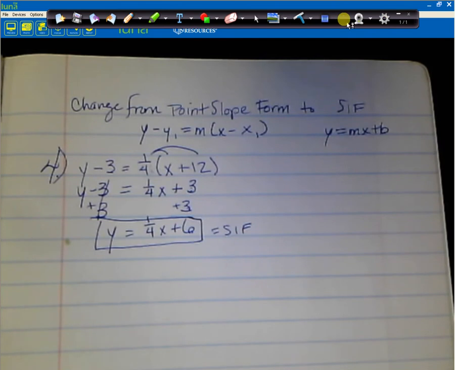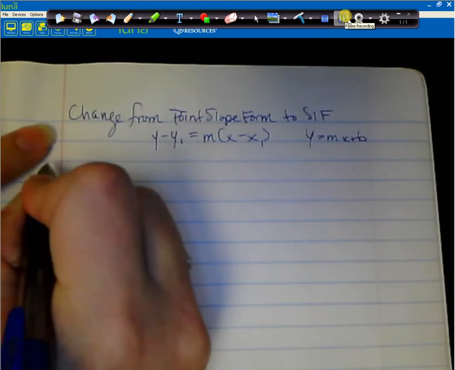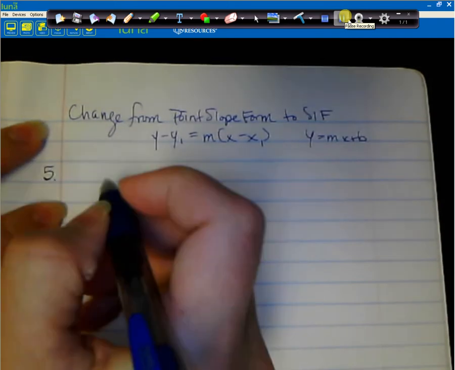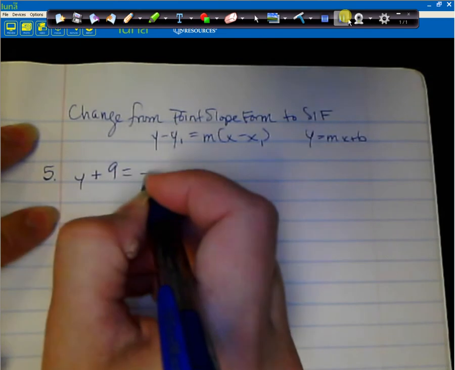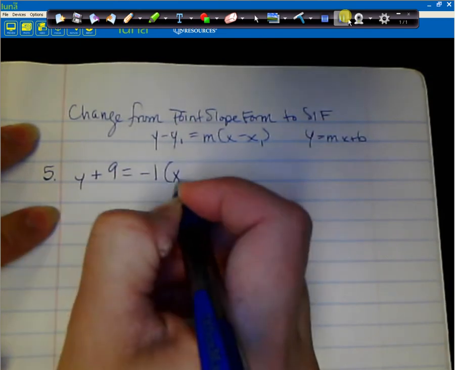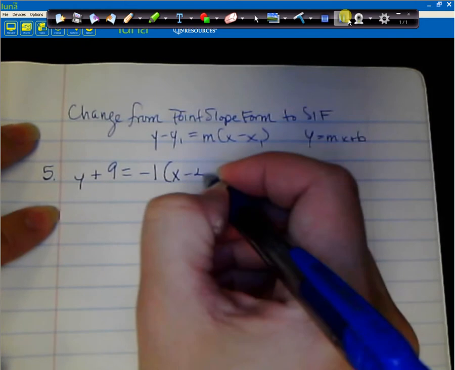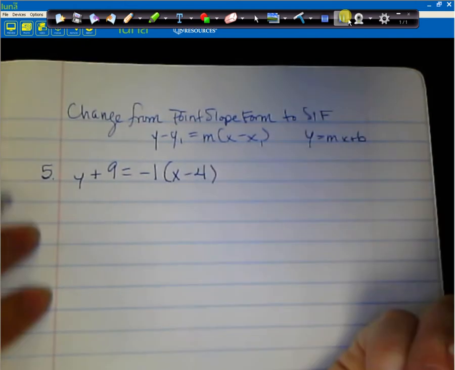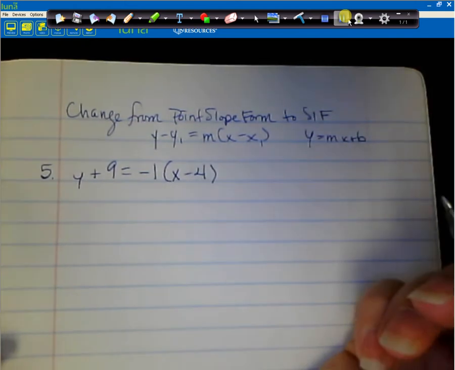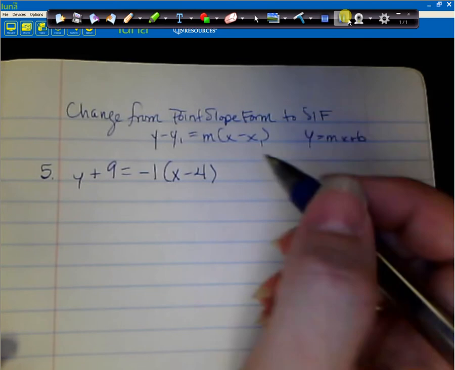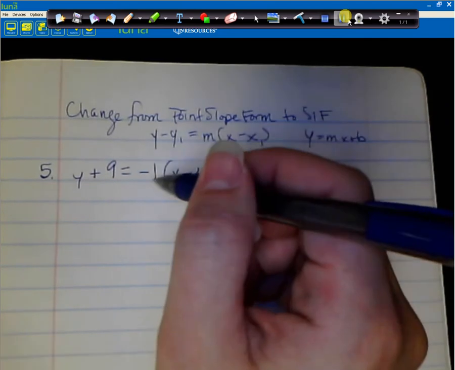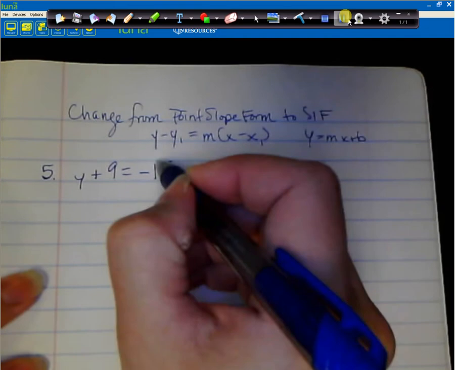All right, number 5 again is asking us to change from point slope form to slope-intercept form. Number 5 is y plus 9 equals -1, open parentheses, x minus 4. If you feel comfortable with this one, go ahead and pause the video here and try this one on your own. All right, hopefully you've paused the video and tried this one on your own. We're going to go ahead and work it out.